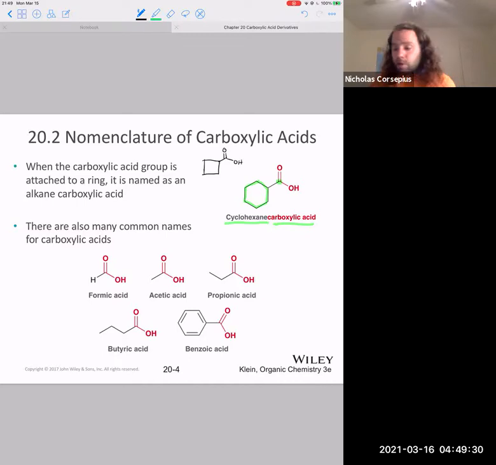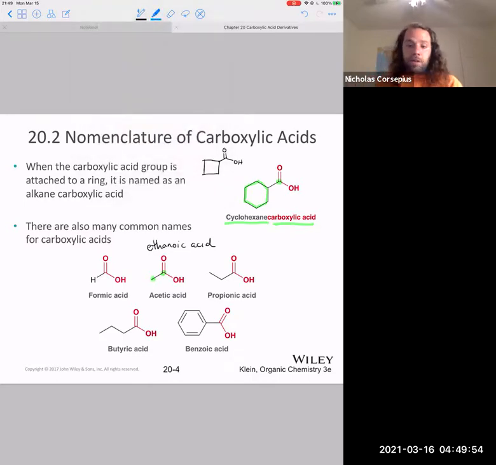Got to be one exception though, and that is the all-important acetic acid. Okay, this, right? If we're going to be systematic, there are 1, 2 carbons. So this is ethanoic acid. You will literally never see ethanoic acid anywhere. Acetic acid is just so important.